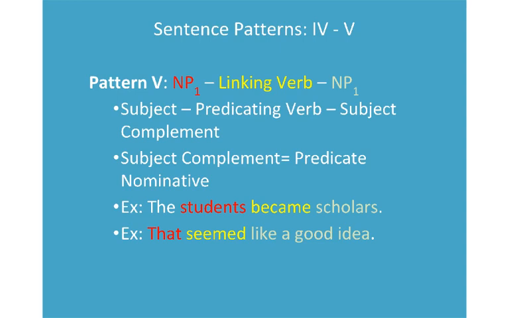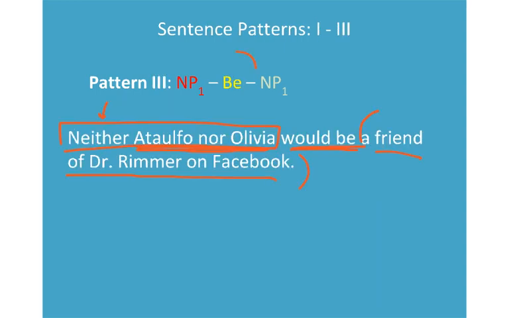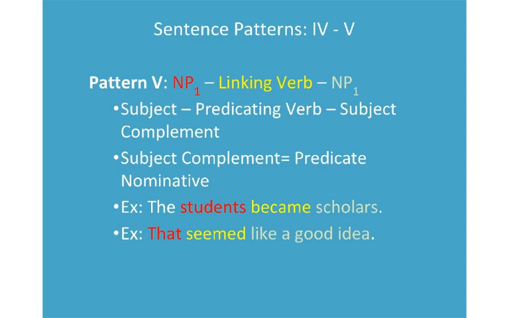All right, going back to pattern 4. Noun phrase, linking verb, noun phrase. So this is very similar to pattern 3, but instead of a to be verb, we're using a linking verb. So it's the same basic structure, but we're not using a form of to be, we're using a linking verb, which again, information is on the slide about what that is. So, for example, the students, noun, became, linking verb, scholars, another noun.